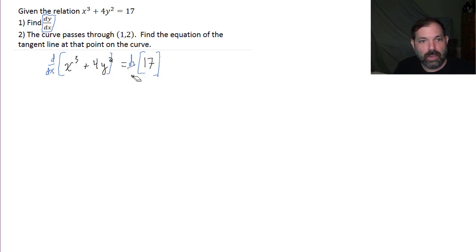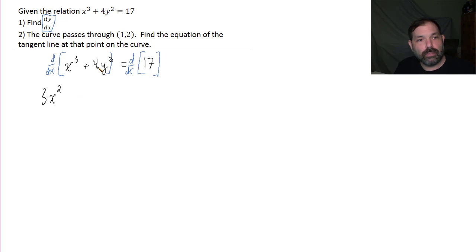So let's find d by dx of both sides of the equation. All right, on the left-hand side, let's see, d by dx of x cubed, that's pretty straightforward. That's 3x squared. D by dx of 4y squared. Now here's where we have to be careful.